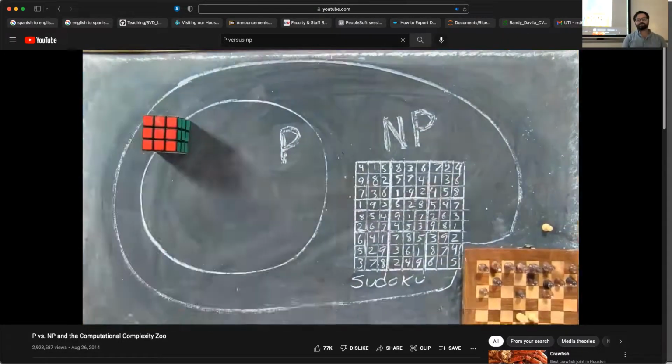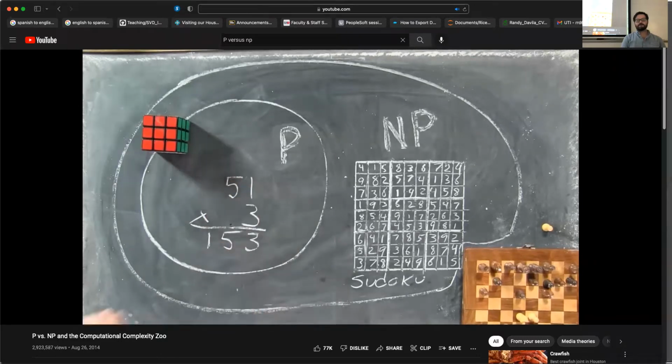On the other side are all the reasonable, solvable puzzles in P. These are clearly also in NP, because one way to check an answer is to go through the process of finding it yourself. Like if I were to tell you that the answer to 51 times 3 is 153, how would you check whether I'm right? You'd probably just multiply 51 by 3 yourself, because it's fast to do it.